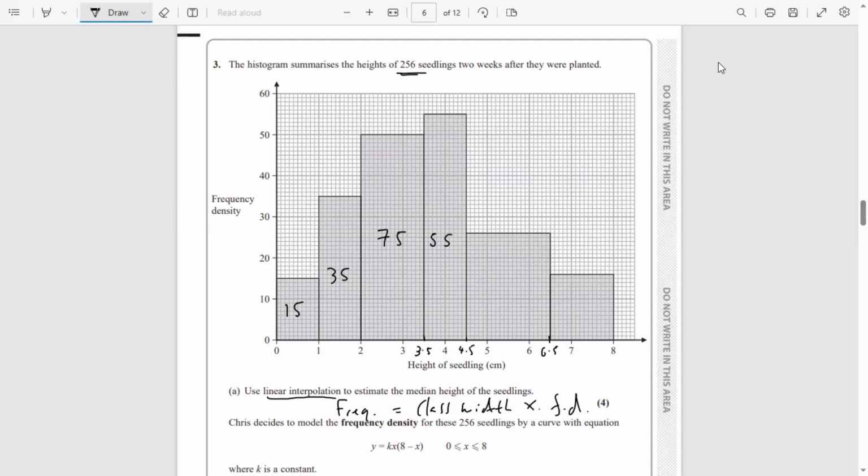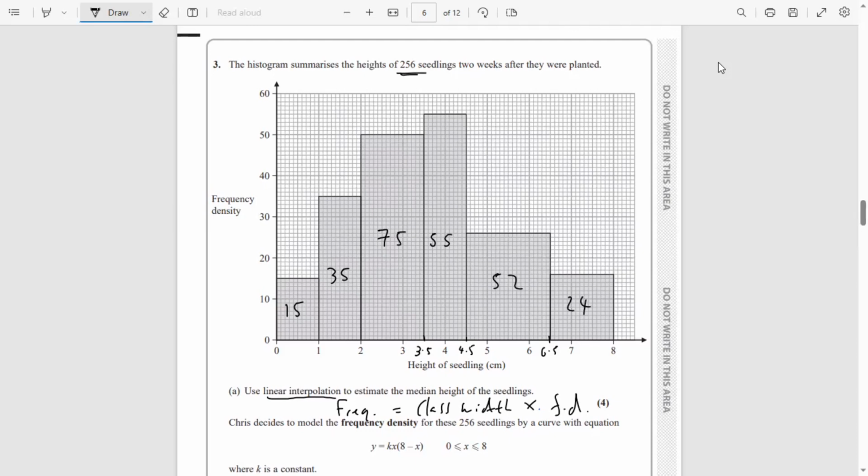2 times by, that's 26, isn't it? Yeah, frequency density of 26. Double 26 is 52. And then the last one, we're going from 6.5 to 8. That's a width of 1.5 and a height of 16. 1.5 times 16 is 24. Okay, so we've got all our data there.